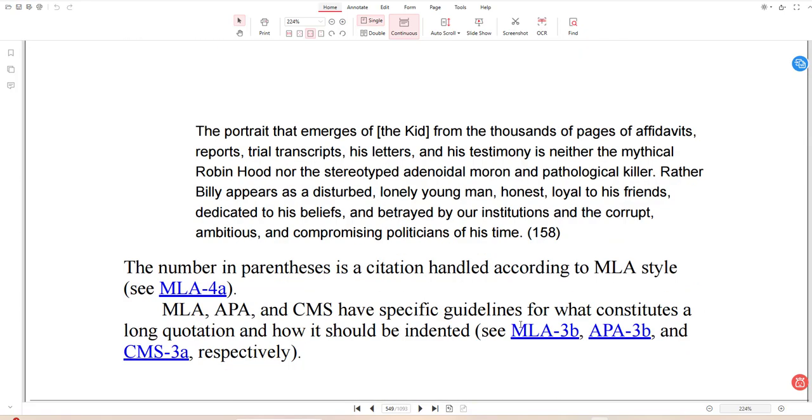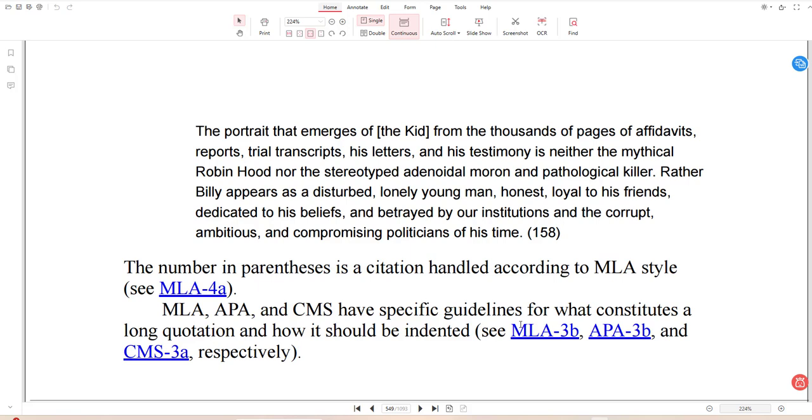The portrait that emerges of Billy the Kid from the thousands of pages of affidavits, reports, trial transcriptions, his letters, and his testimony is neither the mythical Robin Hood nor the stereotyped moron and pathological killer. Rather, Billy appears as a disturbed, lonely man, honest, loyal to his friends, dedicated to his beliefs, and betrayed by our institutions and the corrupt, ambitious, and compromising politicians of his time.